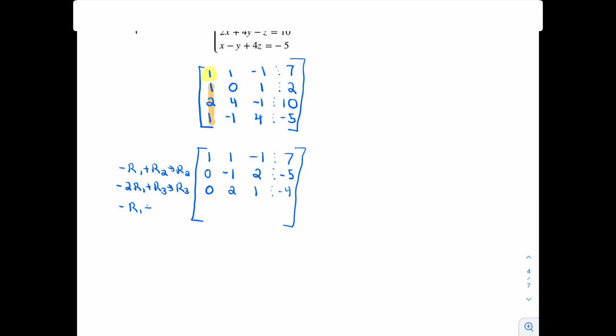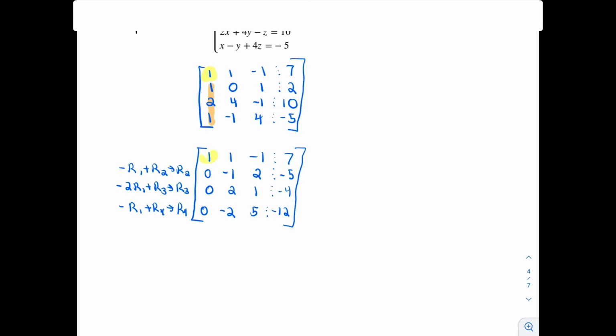For my last row, I'm going to take a negative 1 times row 1 and add it to row 4 to get new row 4. So negative 1 plus 1 is 0. Negative 1 minus 1 is negative 2. 1 plus 4 is 5. And negative 7 plus a negative 5 is negative 12.